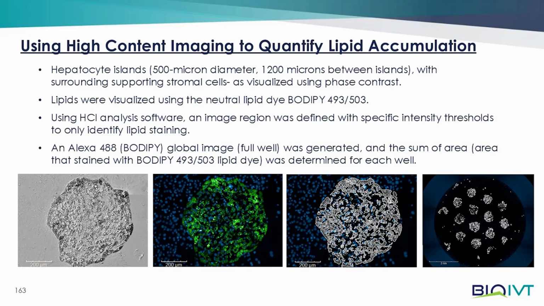So the HCI analysis software that we used was very nice. It was the Revity Harmony software, and we were able to identify the region of interest where the lipid had accumulated and filter out any background staining. So this is very powerful to get just that lipid portion. And then, as I mentioned, it does take images throughout the entire well and stitches them together. So we were able to get the sum of the lipid accumulation for the entire well. And then it can scan through the entire plate very quickly, so you can get quite a bit of data in a very short amount of time.